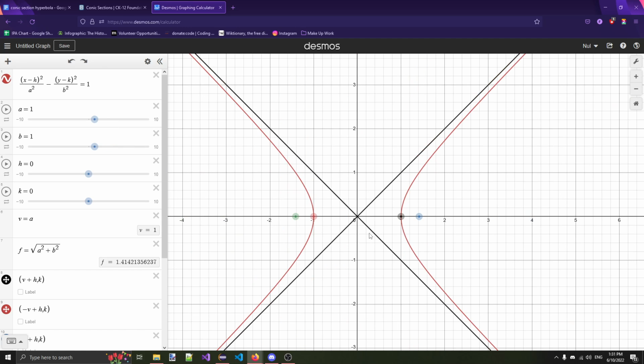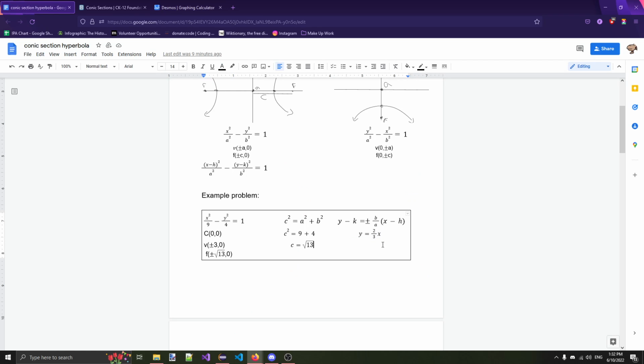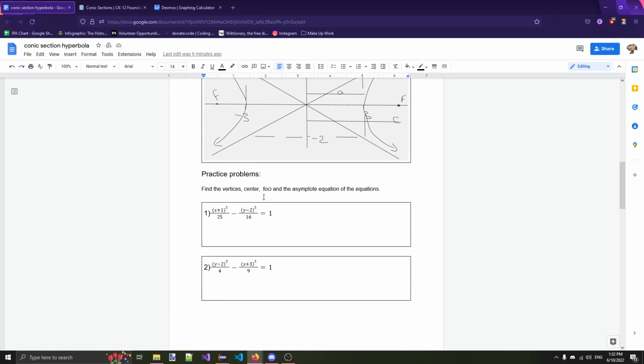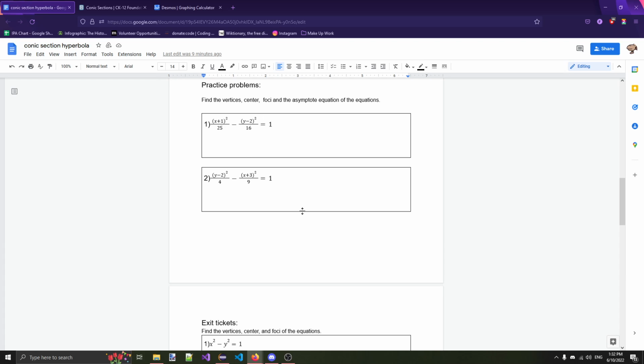Alright. Cool. So that's the example problem. Now do the practice problems. I don't know if I have to do these in the video, so I'm going to anyway. The practice problems, easy peasy, what the kids might call lemon squeezy.